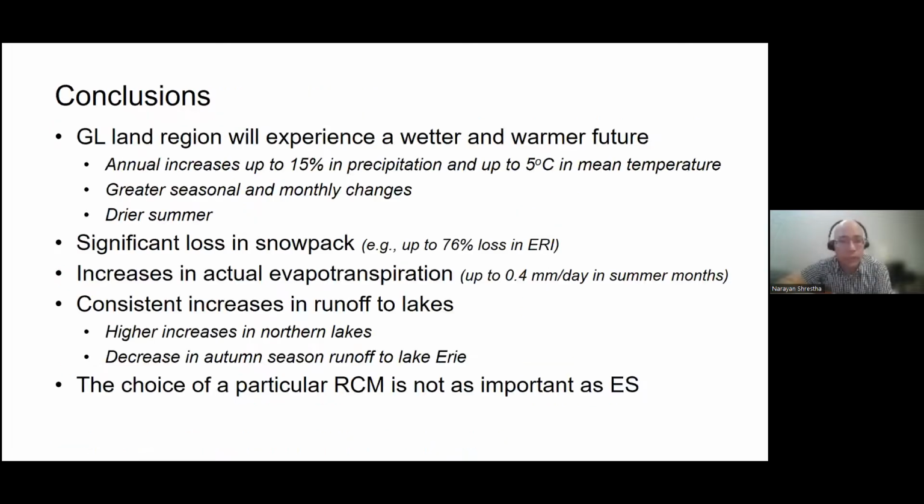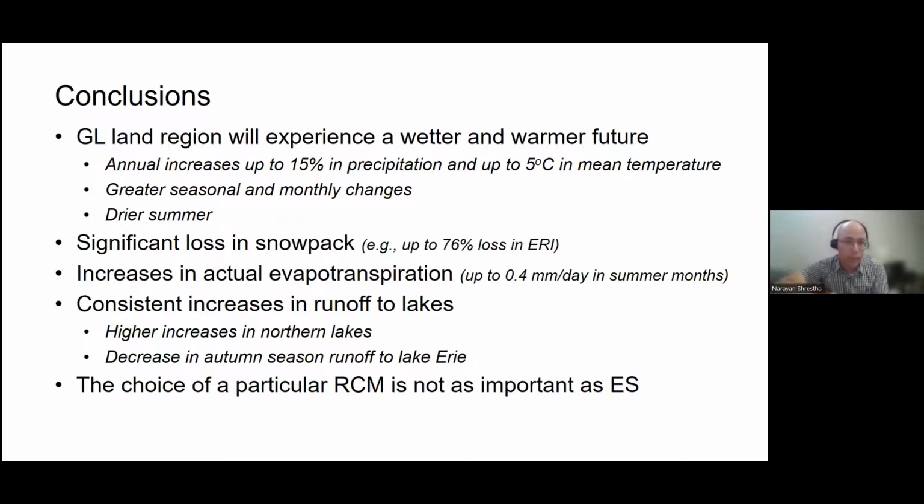So to conclude, next slide. We have seen that the Great Lakes region will experience a wetter and warmer future, but even if it's wetter in overall terms, the summer will be drier. We have seen significant loss in the snowpack. Evapotranspiration will increase, specifically in the summer months. The increases would be as high as 0.4 millimeter in a single day.